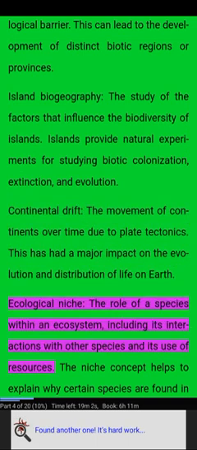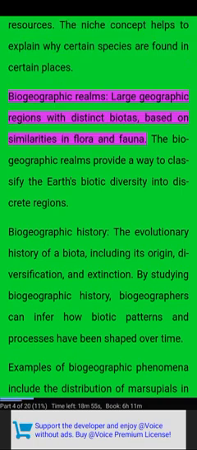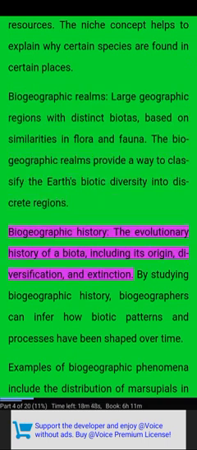Ecological niche, the role of a species within an ecosystem, including its interactions with other species and its use of resources. The niche concept helps to explain why certain species are found in certain places. Biogeographic realms, large geographic regions with distinct biotas, based on similarities in flora and fauna. The biogeographic realms provide a way to classify the Earth's biotic diversity into discrete regions.